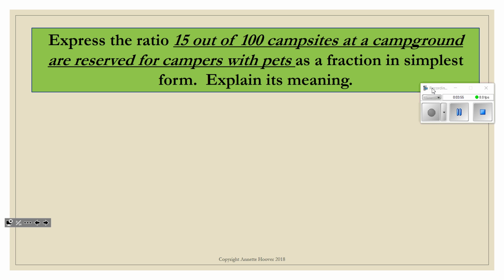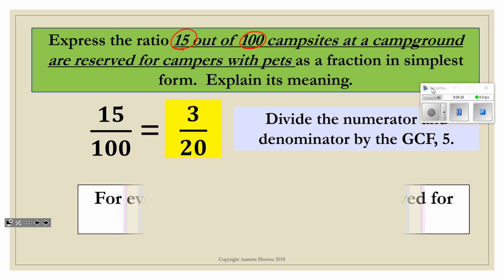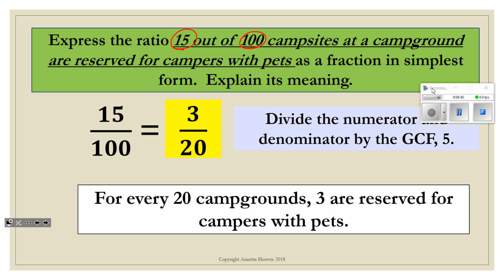Express the ratio 15 out of 100 campsites at a campground are reserved for campers with pets as a fraction in simplest form. Again, this does not involve units of measurement, so we take what they say first, which is 15, out of 100, and we're going to write that as a ratio, 15 to 100. Both of those are going to be divisible by 5. So when we simplify it, it would be 3 to 20. Not 3/20 as a fraction, but as a ratio it's 3 to 20. And what meaning does that have? It means that for every 20 campsites, 3 are reserved for campers with pets.